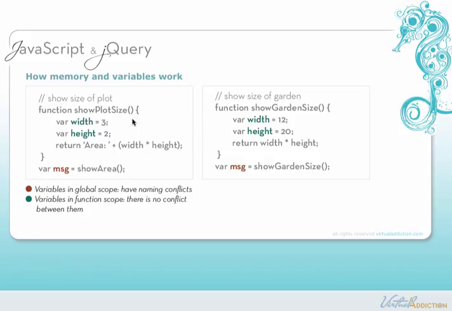Variables in global scope are going to have naming conflicts. These are the variables called MSG. The variables within the function scope, these are the width and the height variables. Because they're inside the function scope, there's going to be no conflict between them.